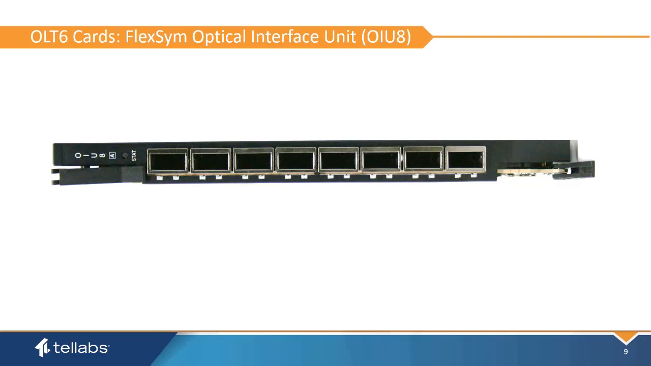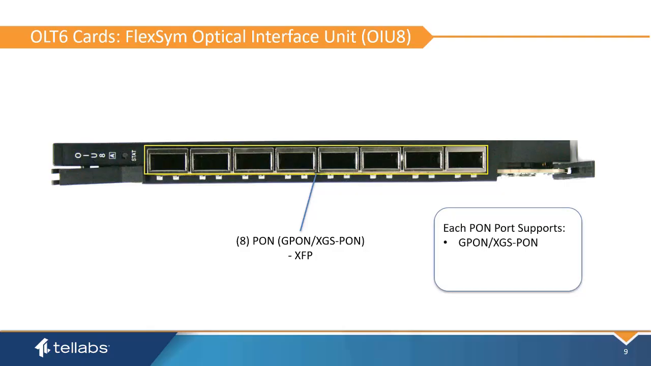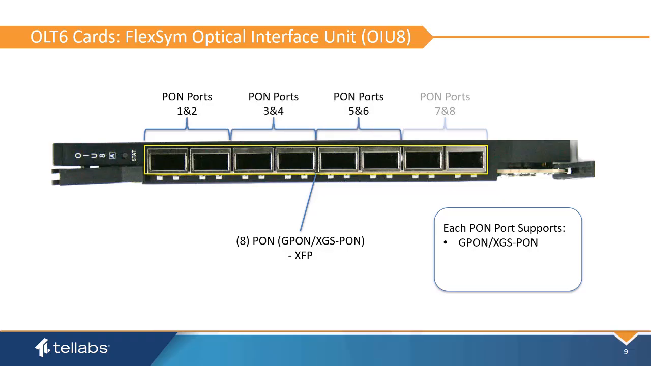The Tellabs OIU8 PON card supports 8 PON interfaces, either GPON or XGS-PON connectivity down to the optical network terminals. PON protocols are supported in pairs on the card. Ports 1 and 2, 3 and 4, 5 and 6, and 7 and 8 work together to support either GPON or XGS-PON. Each PON port supports up to 64 ONTs and 512 uniport ports.